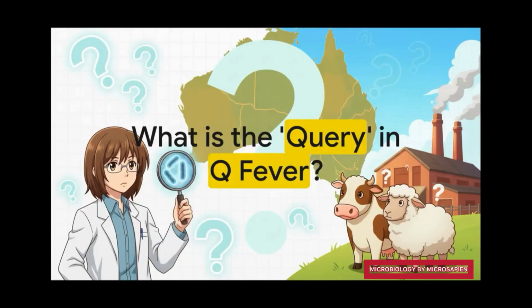So, first things first, what's with that Q? Where does that come from? Well, believe it or not, when the illness was first described way back in the 1930s among slaughterhouse workers in Queensland, Australia, nobody had a clue what was causing it. It was a complete mystery. So they called it query fever, as in, we have a query about what this is. And the name just stuck. It's a great little piece of medical history that really hints at the diagnostic challenge this disease can be, even today.